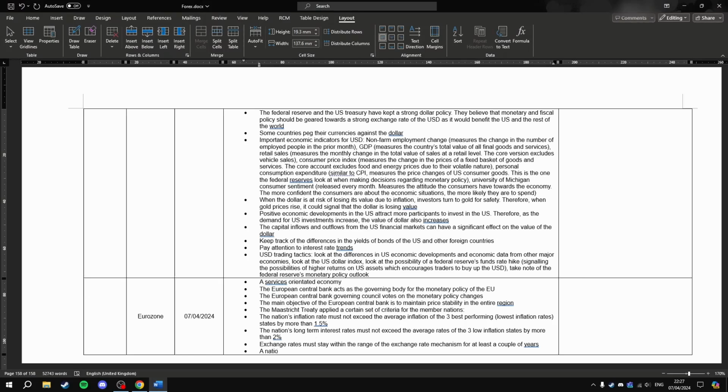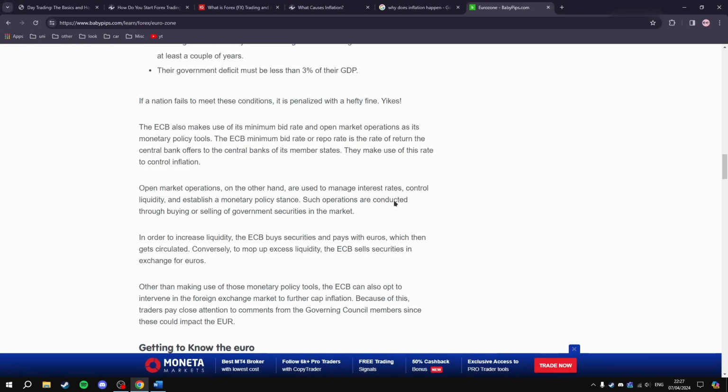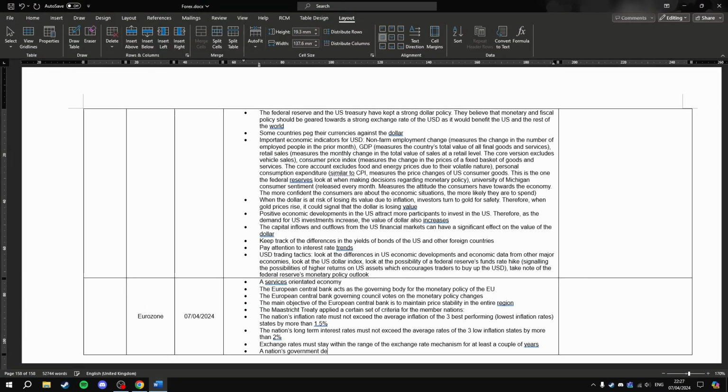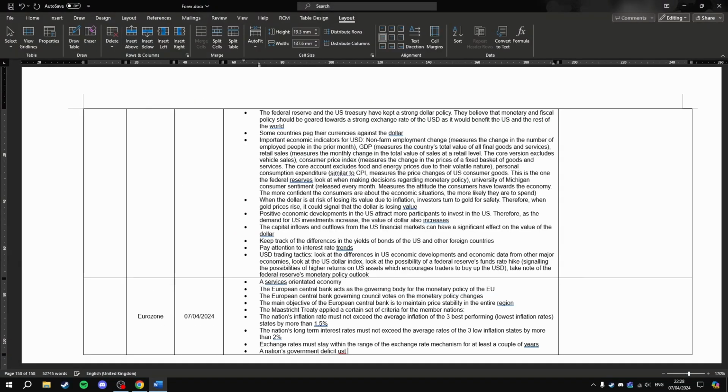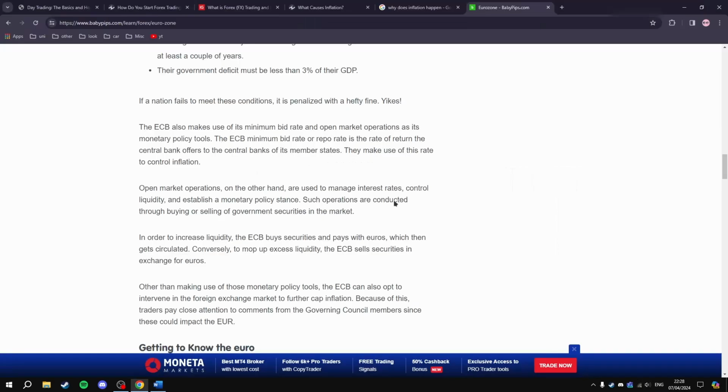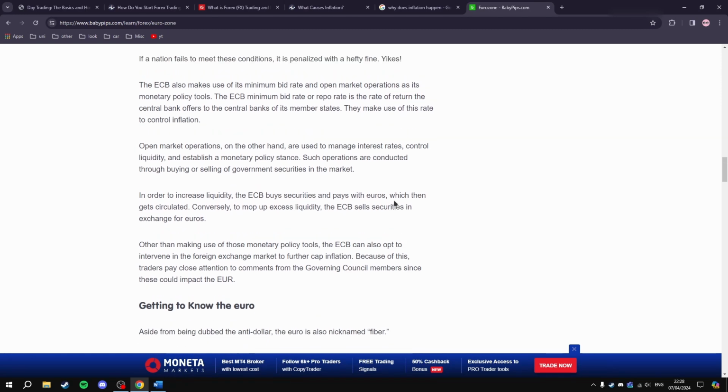The nation's government deficit must be less than 3% of the GDP. If a nation fails to meet these conditions, it is penalized with a hefty fine. Yikes!